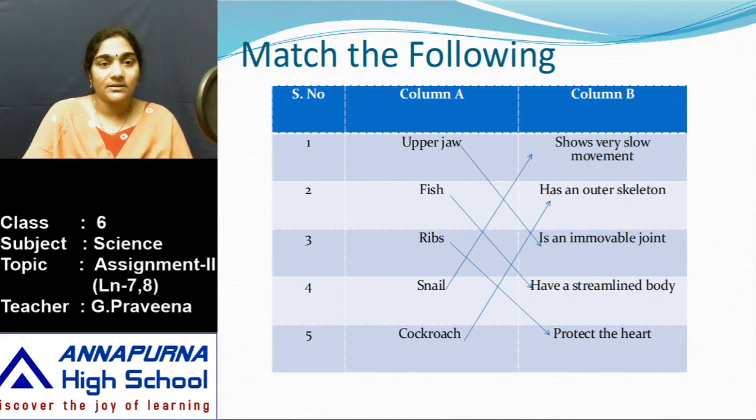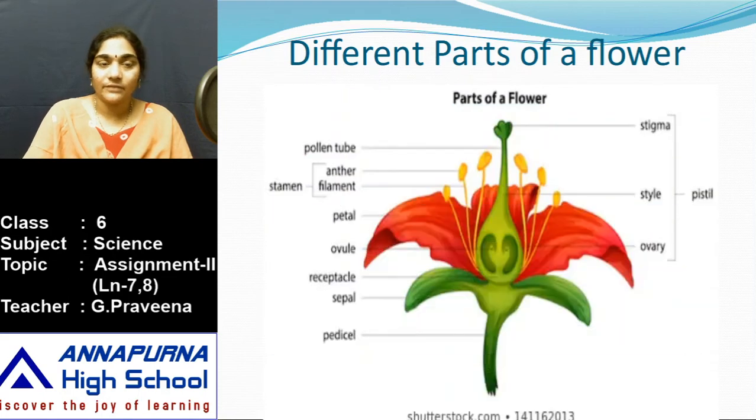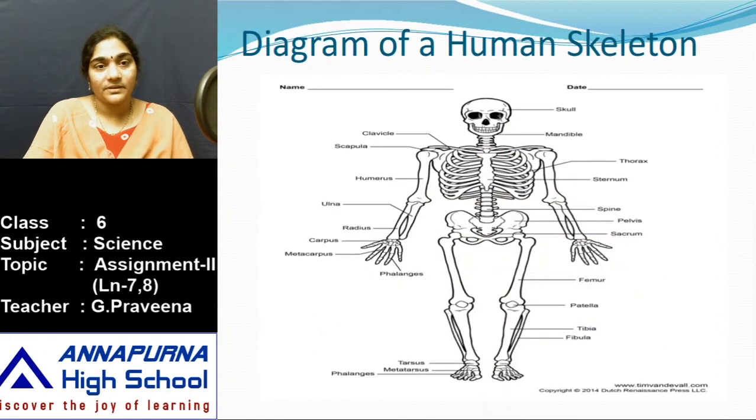Yes, next you have to draw the different parts of a flower as you have in the assignment. This is how you have to draw the picture and mention the different parts here. If you didn't do that in the assignment, try to at least learn now. So these are the different parts of a flower. Yes, this is the diagram of a human skeleton. Just try to draw this.